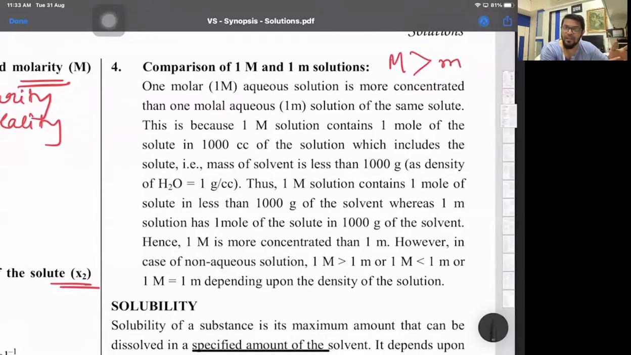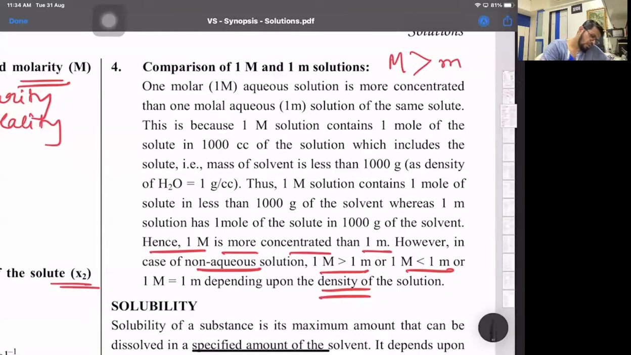Whereas with respect to capital M, the solvent was less than 1 liter because the solute occupied certain volume. Hence we say capital M solutions are always more concentrated. However, in case of non-aqueous solutions, molarity can be greater or less than molality depending on the density. Normally the density of water is 1, that's why we say a 1 M solution is more concentrated than a 1 m solution. But for non-aqueous, it will not be that way. It will depend on its density.